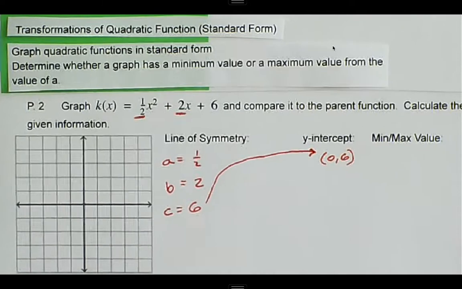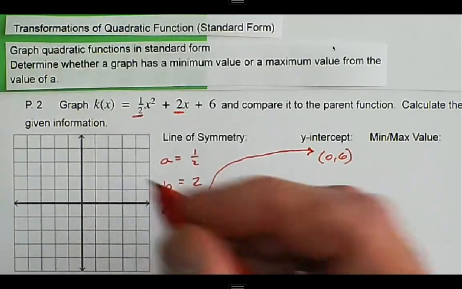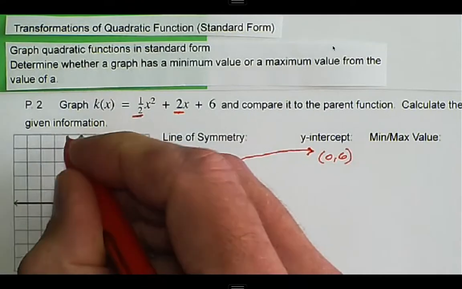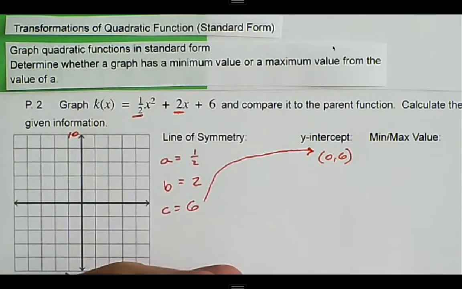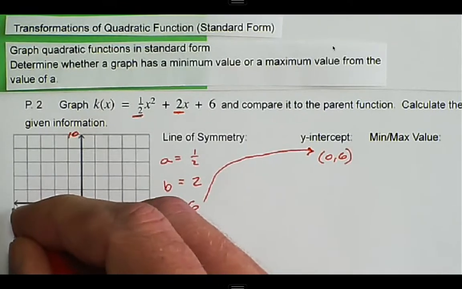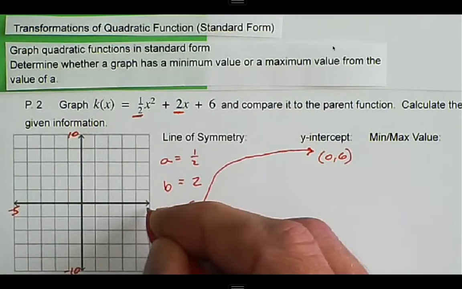So when we go ahead and graph this on the y-axis, we want to count by 2, so we'll go 10 and -10. And on the x-axis, we can count by 1, so we can say -5 and 5.